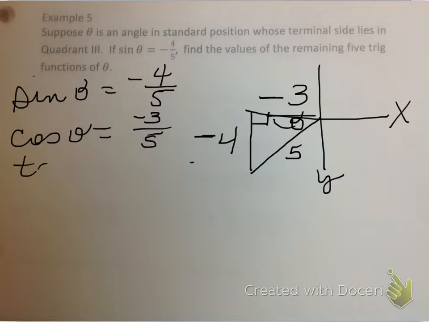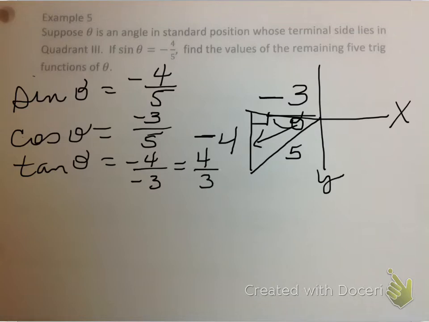Then we go to tangent of theta. Tangent is opposite over adjacent, so opposite is negative 4 and adjacent is negative 3. Negative 4 over negative 3. Now that can be simplified to 4/3. So 4/3 positive. Now we need to find the reciprocal functions, and this should be really easy.